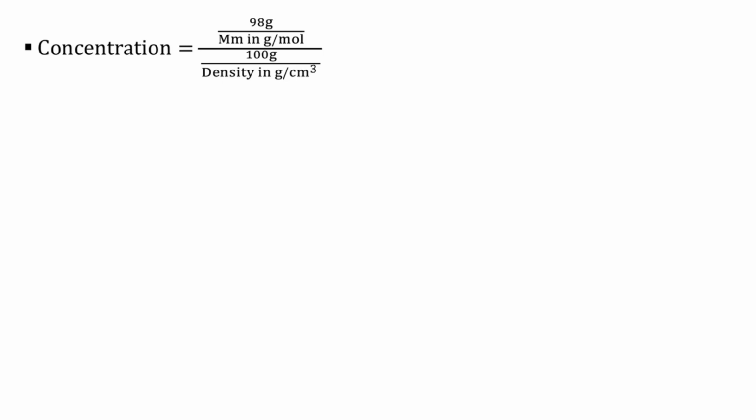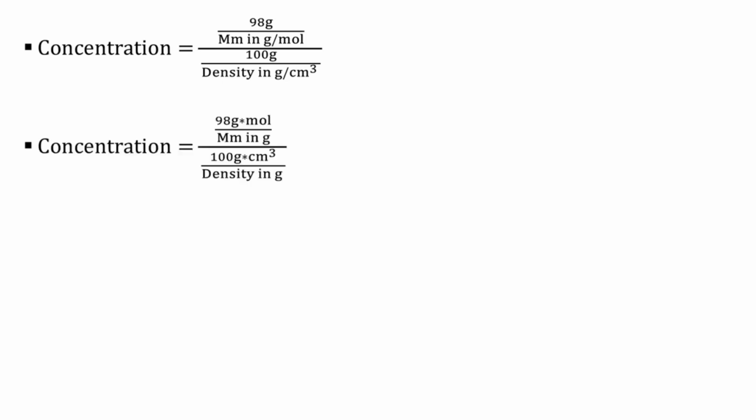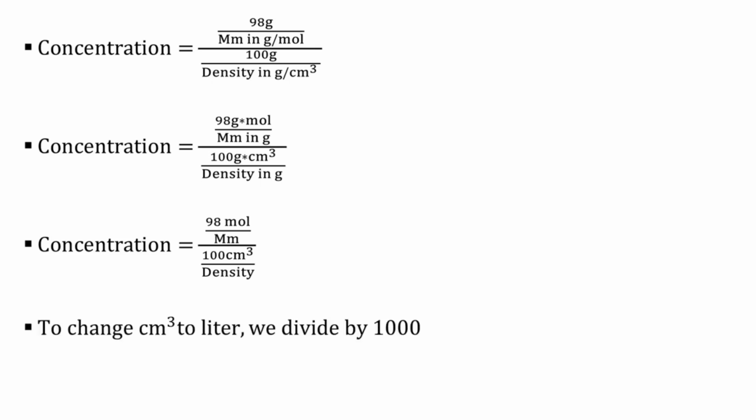100 grams dividing with the density. So the density is gram per centimeter cube. Then the concentration: this 98 grams is the percentage. So the molar mass stays there. We take 100 and divide it with the density. So then we can continue.